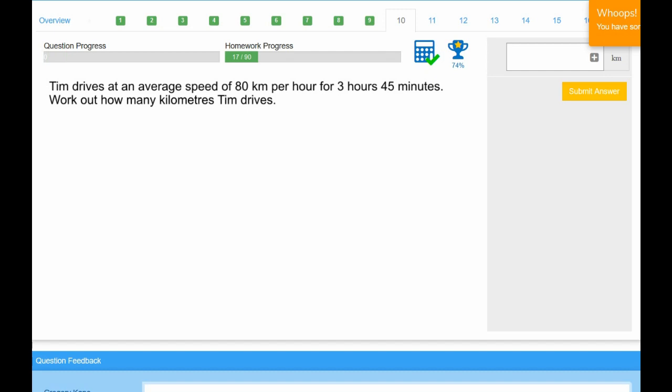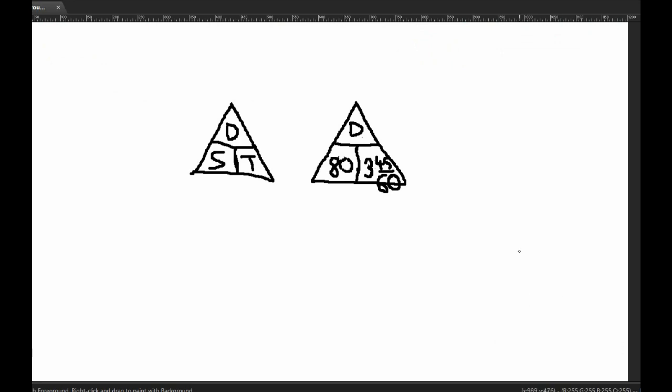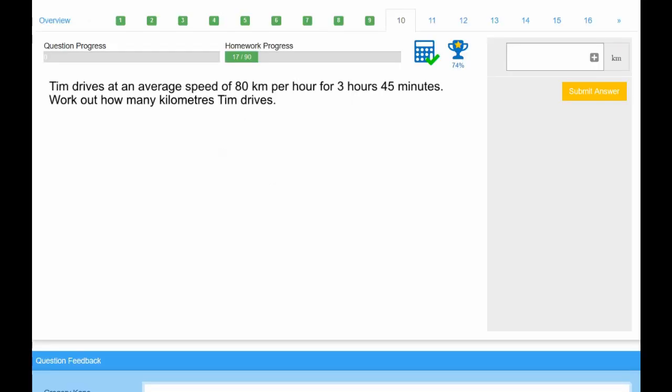Question 10, however, is a little bit trickier. I've got kilometers, but I've got some minutes here. So again, let's put it into our formula triangle. So here I have put in speed, 80 kilometers per hour in the bottom left. And then my time is 3 hours, 45 minutes. So I have written that as 3 and 45/60ths. It's not 3.45, it's 45 out of 60. Again, it's a calculator question, so to find distance, I'm going to multiply the two of those together. And when I do that, I get an answer of 300.